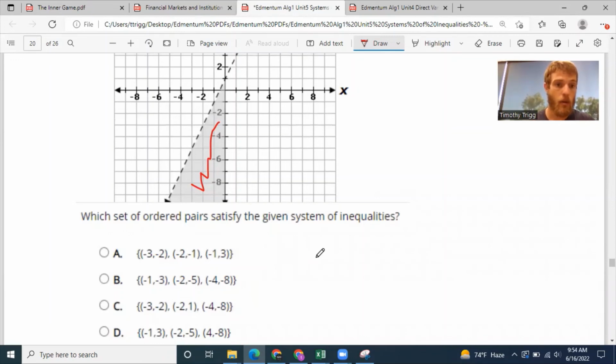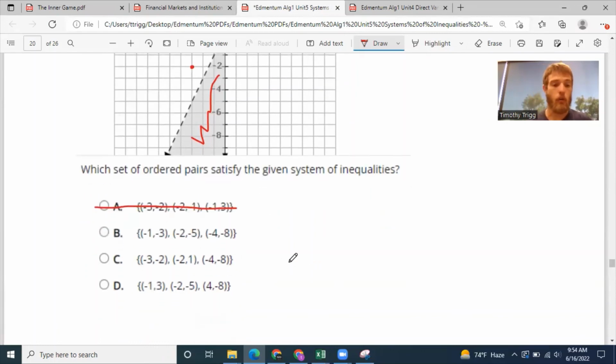So for example, let's check A. You might check one of the points, -3, -2. That's right here. Is that in the double shaded region? Well, no. So I don't have to check the rest of the points. I know that that's wrong. So the correct answer, all the points will be in the double shaded region.